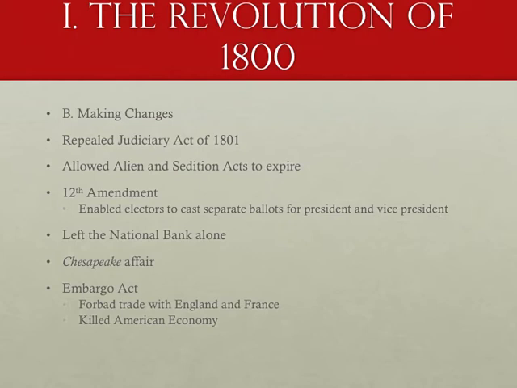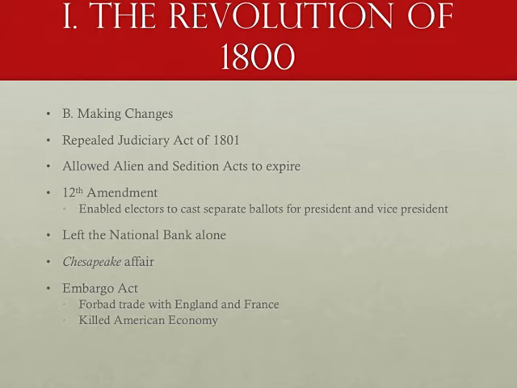Okay, so as soon as Jefferson is in office, and remember this doesn't actually happen right away. He's elected in 1800, but he doesn't begin his administration until March of 1801. He starts making changes. He repeals the Judiciary Act of 1801. If you remember, that's where you got the midnight appointments of all those Federalist judges by John Adams. He gets rid of that. He allows the Alien and Sedition Acts to expire because remember that those were pretty unconstitutional. Also, they're just targeted against the Jeffersonian Republicans. So we don't need to renew that. We get rid of that.